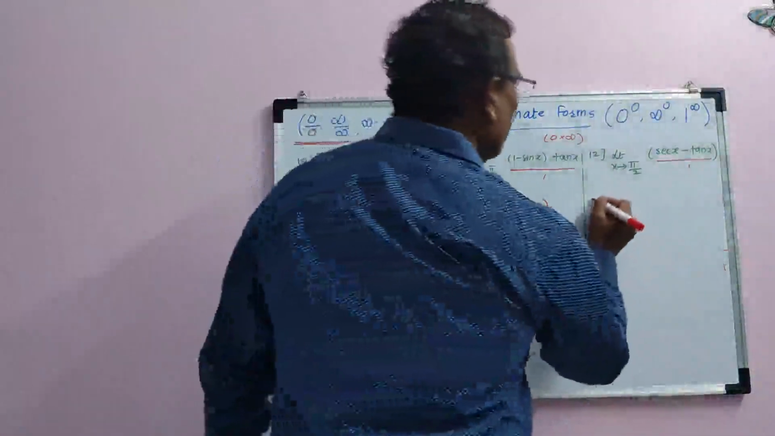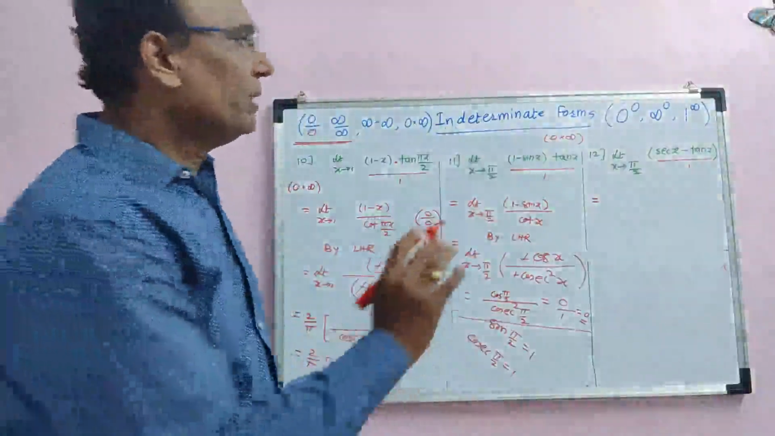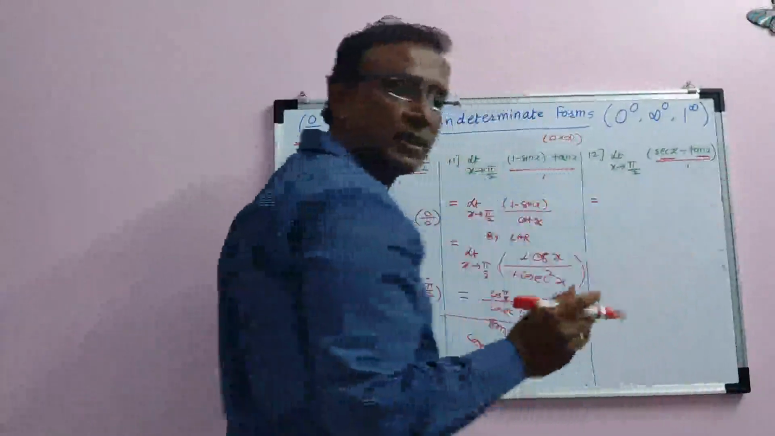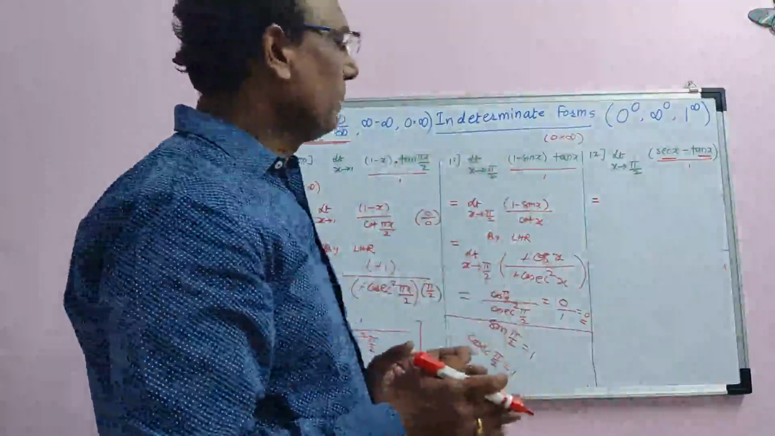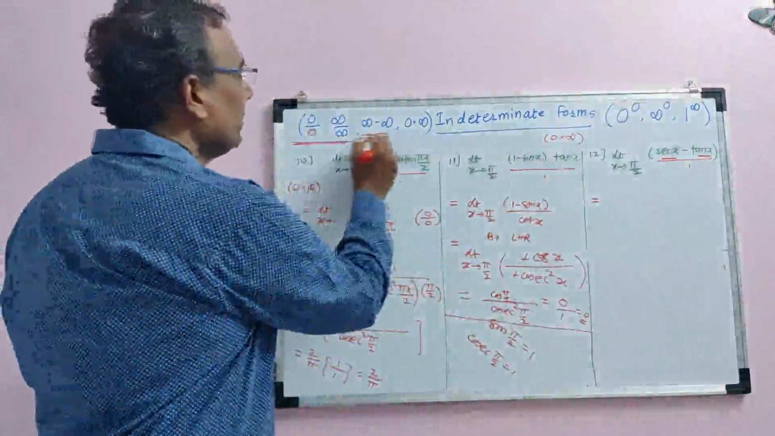Here, if you look at this function very carefully, we have two separate terms, this term and this term, and there is a minus sign in between the two terms. So this type of problem comes under infinity minus infinity.